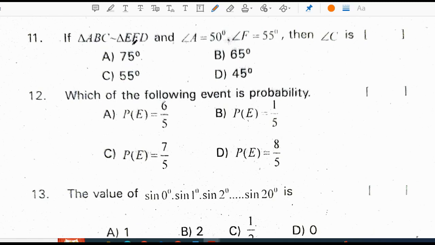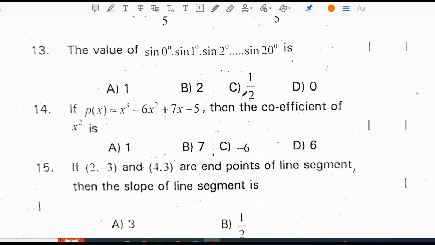If triangle ABC is similar to triangle EFD, angle A is 50 and angle F is 55, then angle C is 75. Which of the following events is a probability? 1 by 5 is a probability because probability always lies between 0 and 1, including 0 and 1. So the rest, A, C, D, are more than 1. So the correct option for the 12th question is B, 1 by 5.